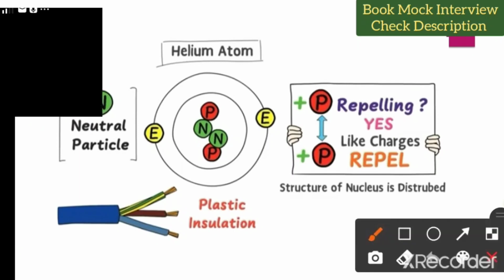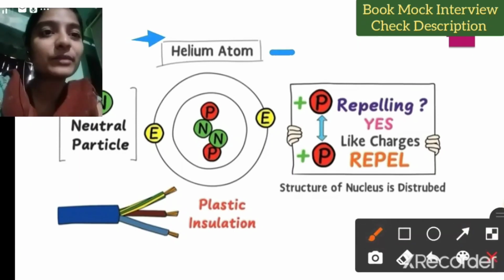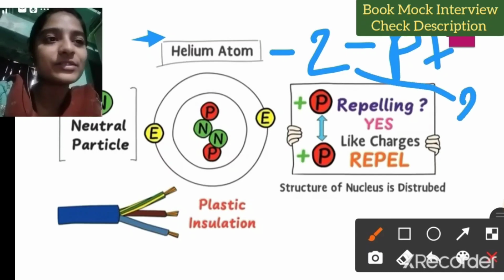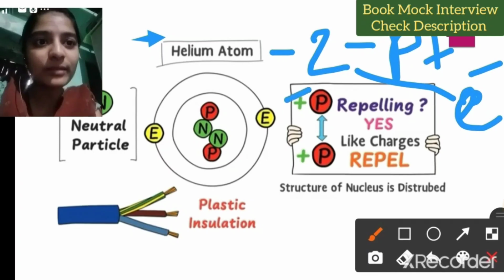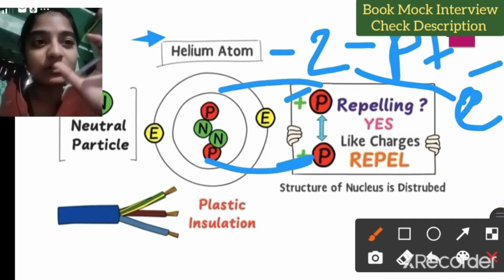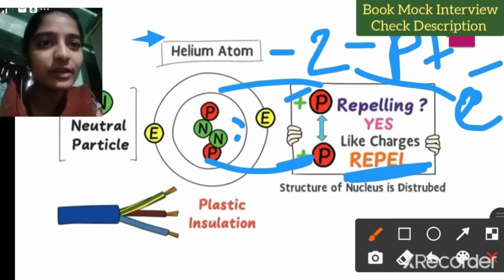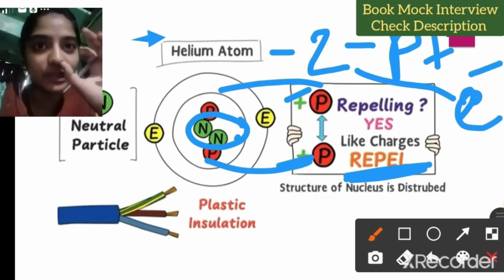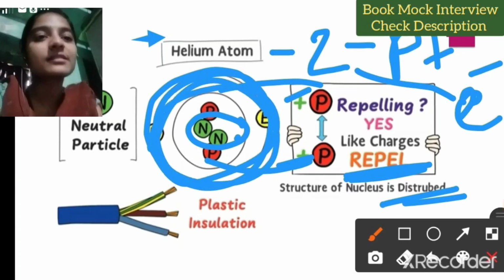Now I have given a second example, the helium atom. The atomic number of helium is 2, so the number of protons is 2. Protons have positive charge and the number of electrons is also 2, with negative charge. As we have 2 protons, we have a plus 1 charge and a plus 1 charge, and these repel each other. To stop this repulsion, we have the nucleus between them, which gives stability and does not disturb the structure of helium. Then the 2 electrons keep on revolving around it.